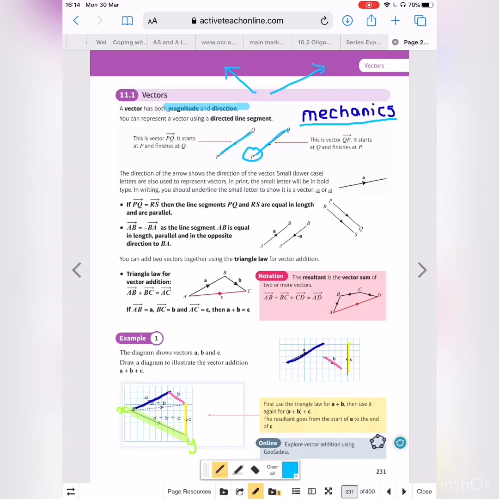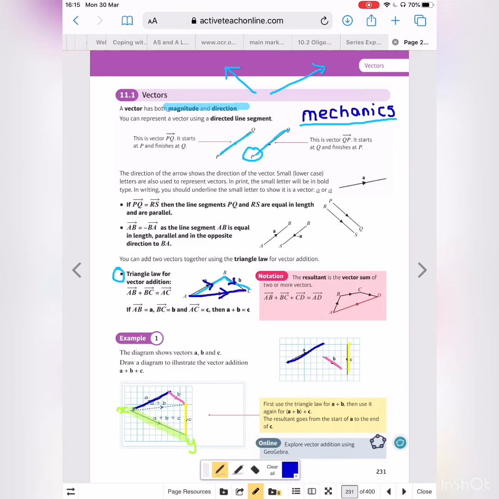Okay, so the triangle law for addition vectors, so let's just look at this. All that's saying is that if you added this vector and this vector together, you'd end up with this vector. You don't need to go all the way along there and all the way along there. You can just go along there.